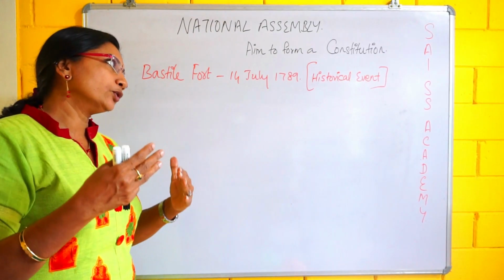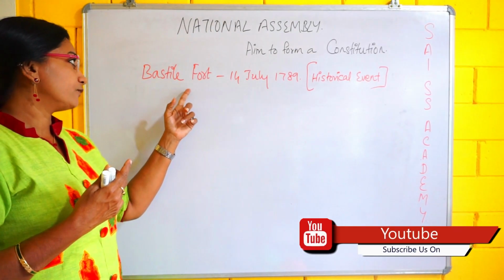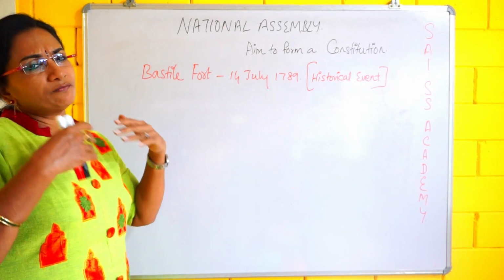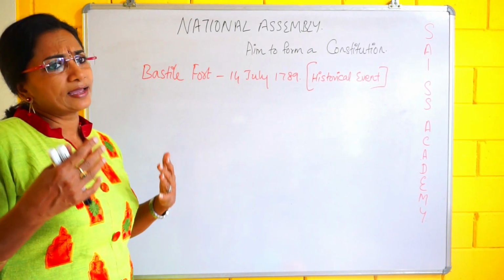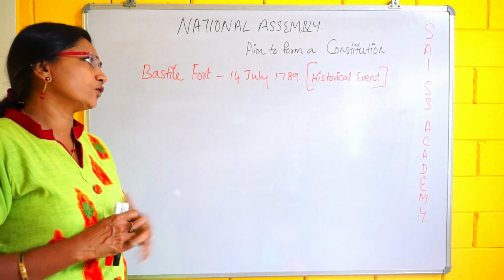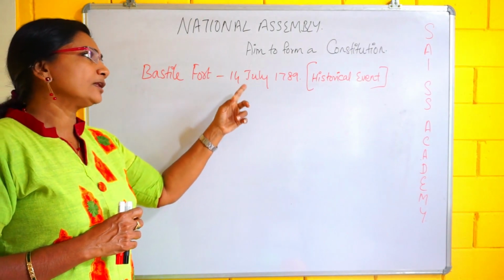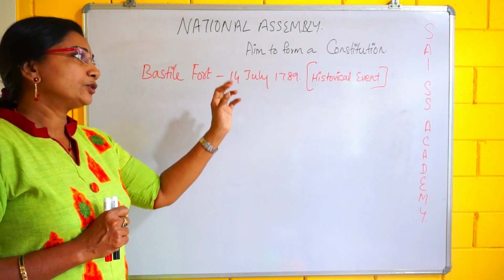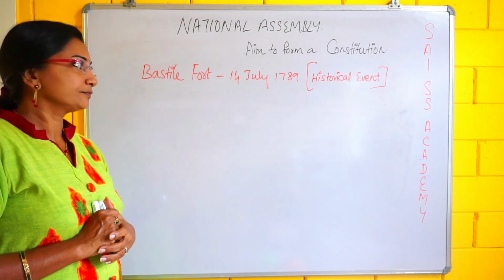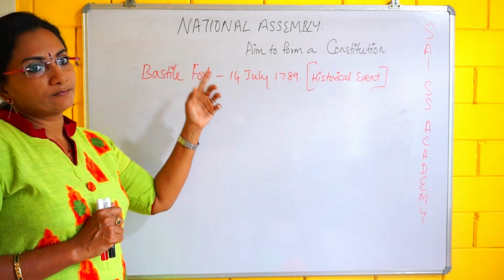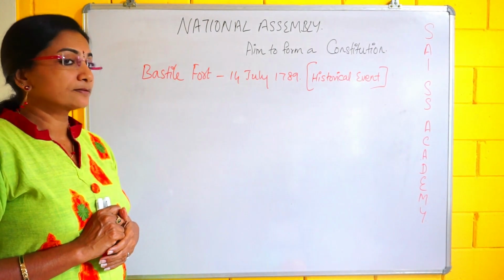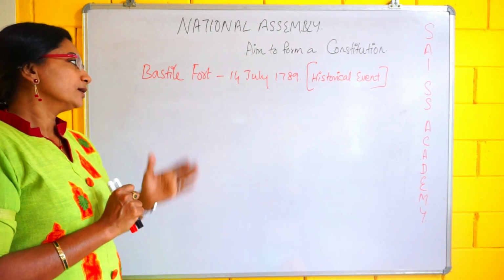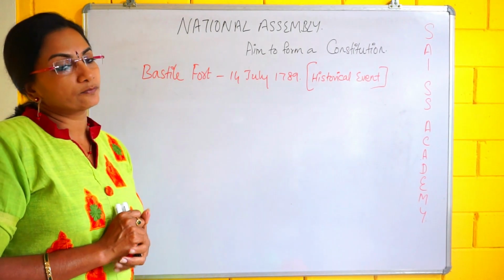And what did they do? They marched towards the Bastille fort, because they were very angry with the king, and they stormed the Bastille fort. On which day? On 14th July 1789. It was a historical event that took place in the French Revolution, which changed the complete picture of France.